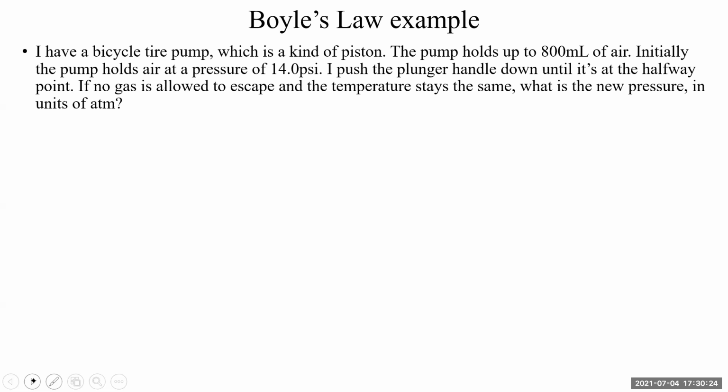So let's take a bicycle tire pump as an example. This is also another kind of piston, again because we're dealing with a changing volume, pressure versus volume. This time though, instead of pumping the air out into a tire, let's assume that the pump is blocked, so it doesn't pump air out, thus holding the moles of gas constant. The pump holds up to 800 milliliters of air. So we basically have a piston here.